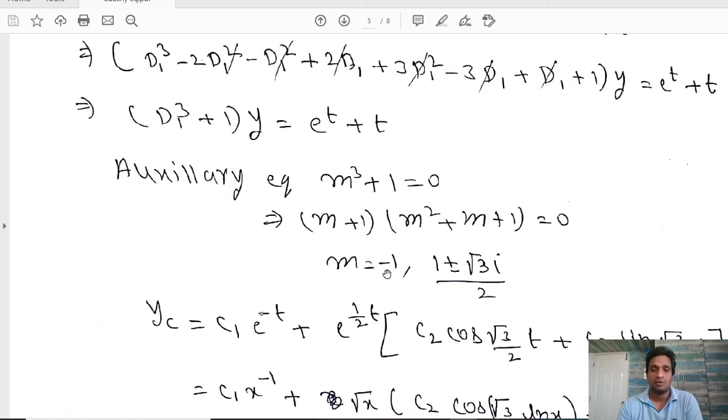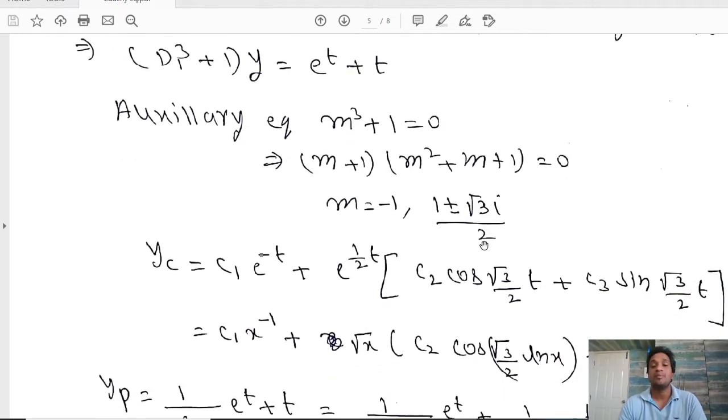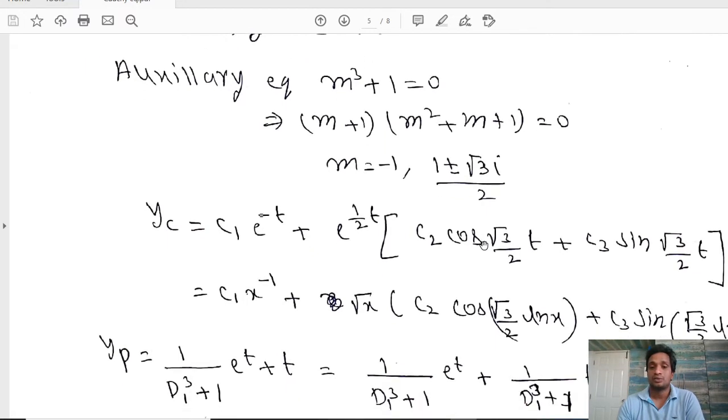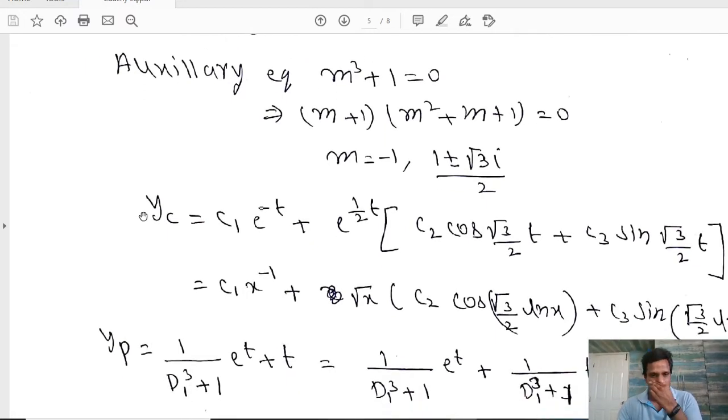That is m is equal to minus 1 and m is equal to (1 plus or minus root 3 i) by 2. Here we got complex roots, so we have to write the complementary function for complex roots also. So yc is equal to c1 e power of minus t, plus here the real part is 1 by 2, imaginary part is root 3 by 2. So e power 1 by 2 t into (c2 cos of root 3 by 2 t plus c3 sine of root 3 by 2 t).